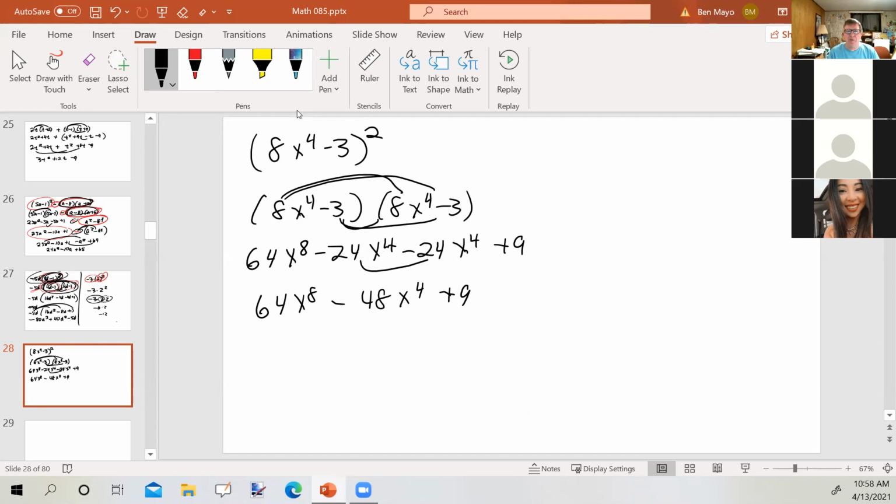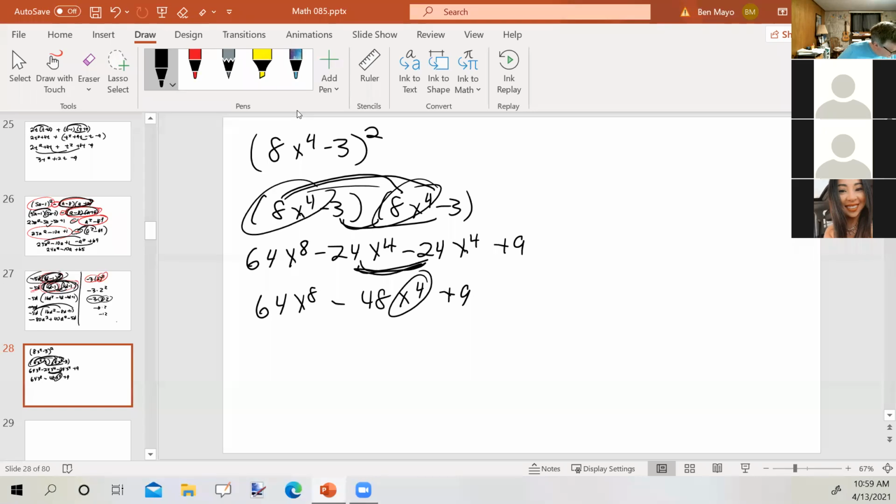You've got to be careful with the rules, because here, when we're multiplying, x to the 4th times x to the 4th becomes x to the 8th. But here, when we're adding or subtracting, we've got so many x to the 4th minus so many more x to the 4th, so we're going to end up with a bunch of x to the 4th. So be careful you don't get those rules mixed up.